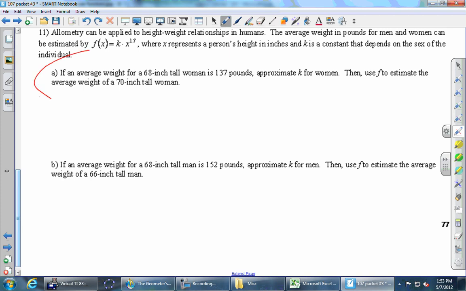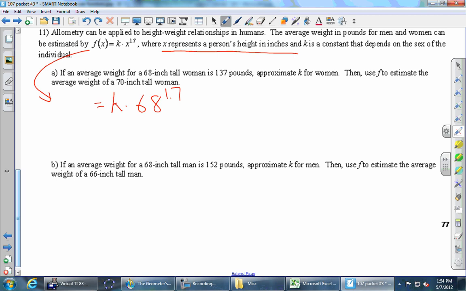Okay, so here's our formula: K times x to the 1.7. That's the formula. Where do I put my 68? It says x represents their height in inches. What is 68? It's the x. So I'm going to copy: K, I don't know, times 68 to the 1.7, which I'm going to type into the calculator in just a second.